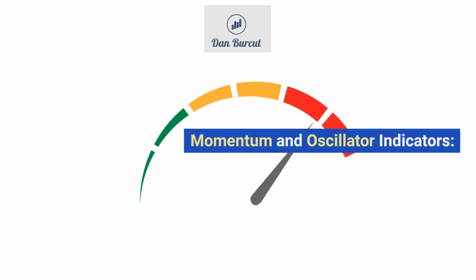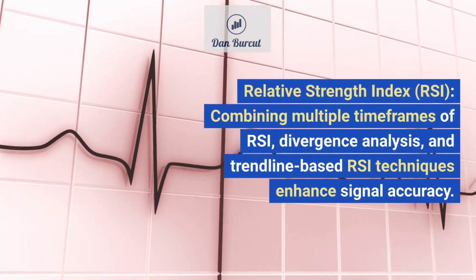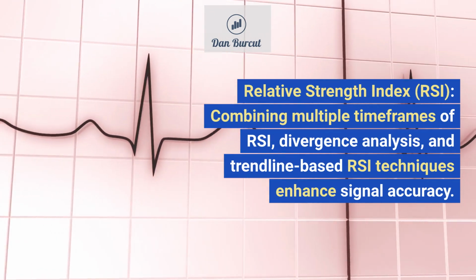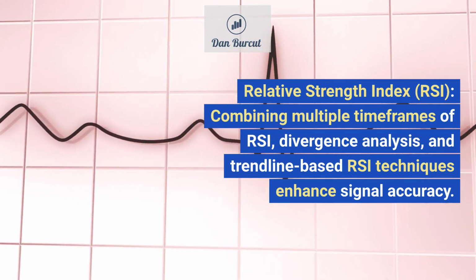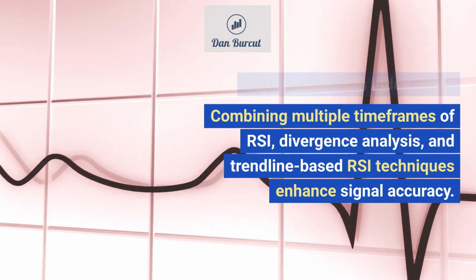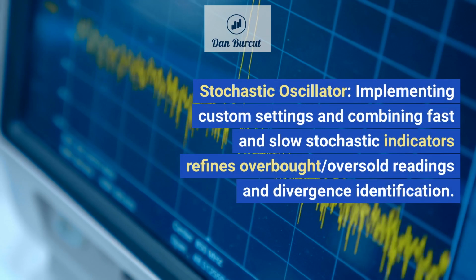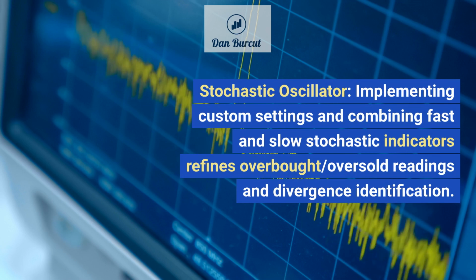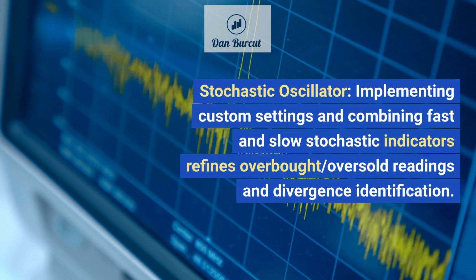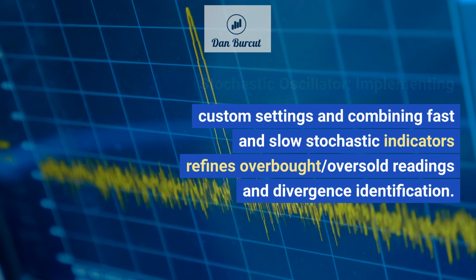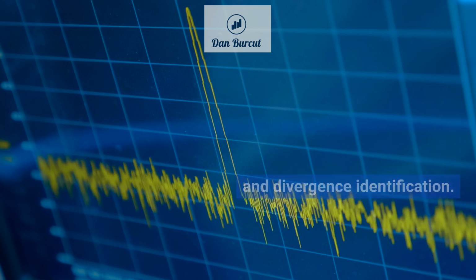Momentum and oscillator indicators. Relative Strength Index, RSI. Combining multiple time frames of RSI, divergence analysis, and trendline-based RSI techniques enhance signal accuracy. Stochastic oscillator. Implementing custom settings and combining fast and slow stochastic indicators refines overbought, oversold readings and divergence identification.